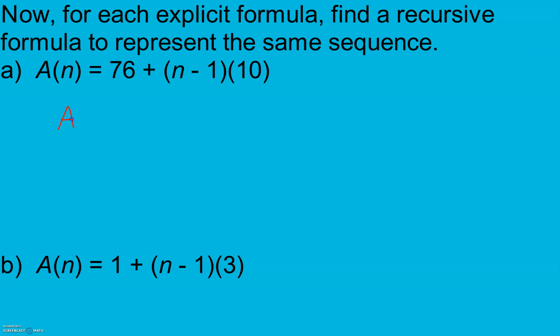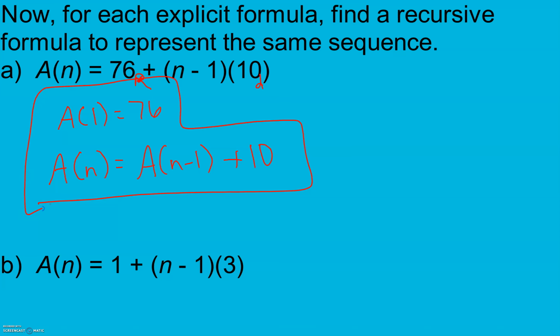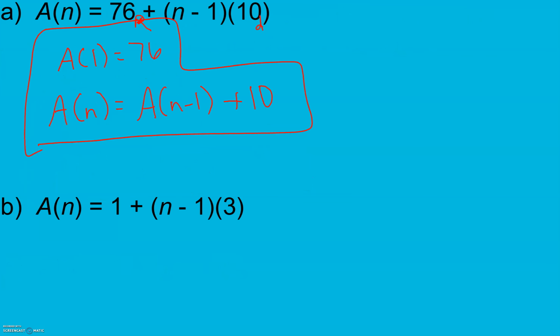So recursive, again, we always have to say our first term. We start at 76. Then the value of any term is going to be the amount of the term before it plus our common difference. This is my common difference of 10. So there we go.